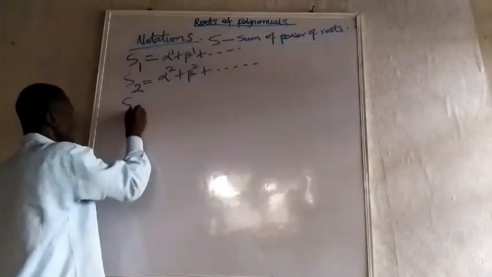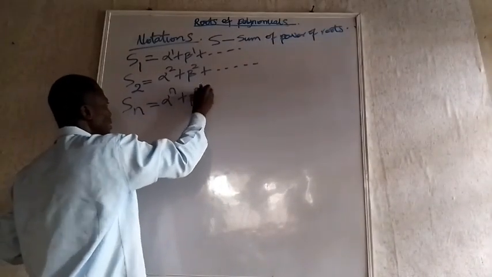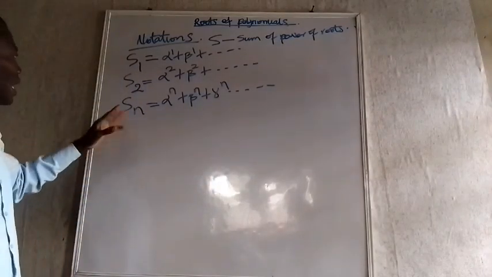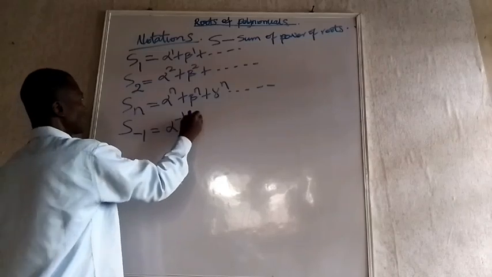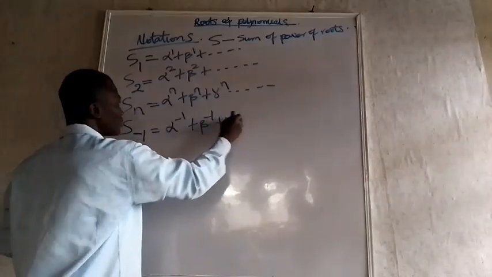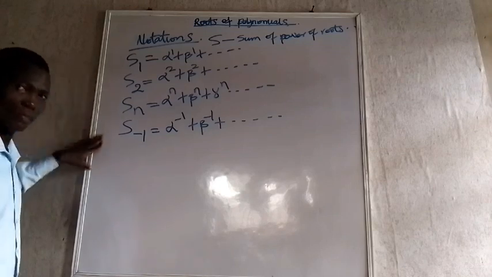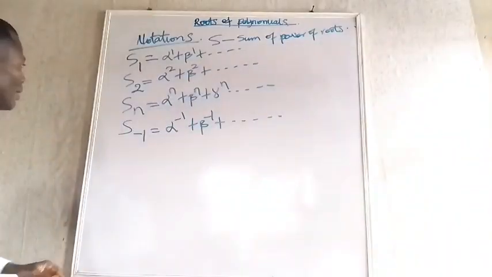When we have it as Sn, it means alpha raised to power n plus beta raised to power n plus gamma raised to power n, depending if I add in beta. And we can also have it like this, S minus 1, that is alpha raised to power minus 1 plus beta raised to power minus 1. That is for S. This is about the sum of the roots, powers, in powers.